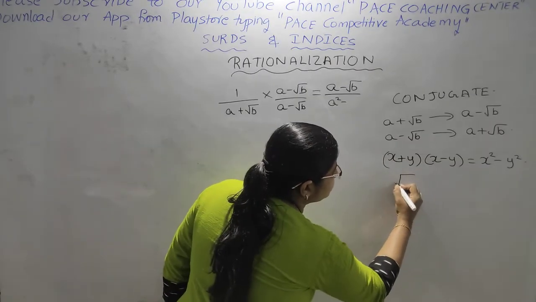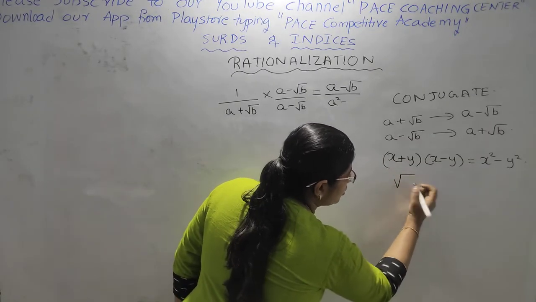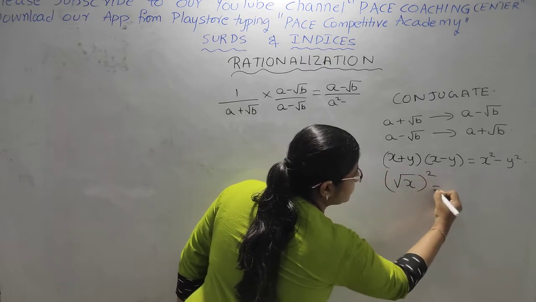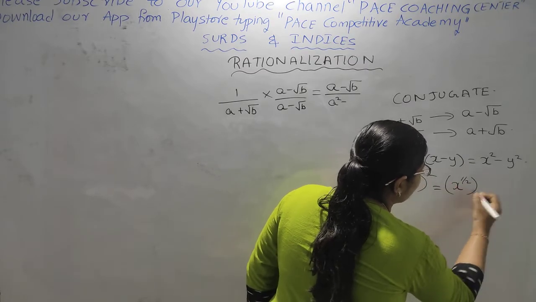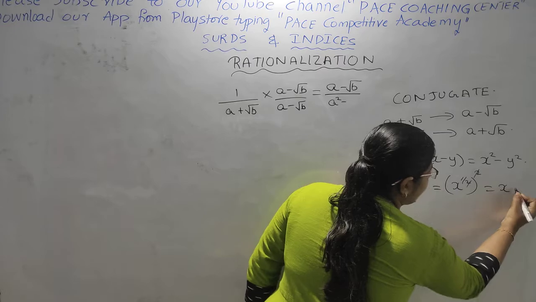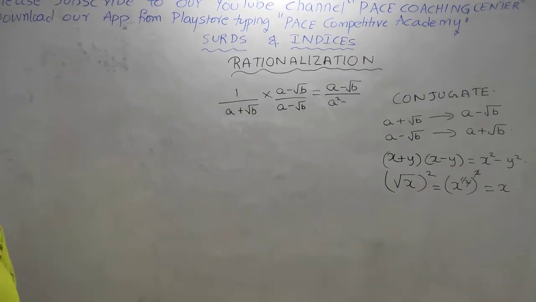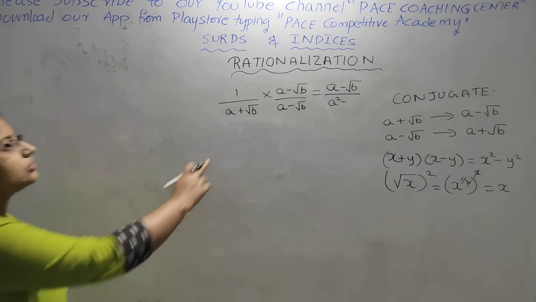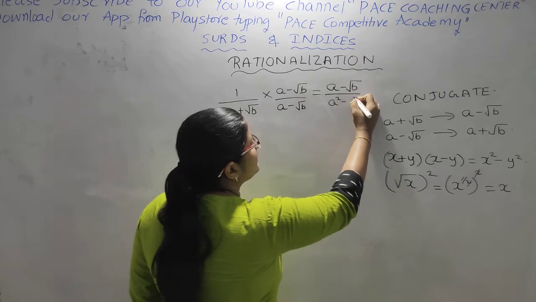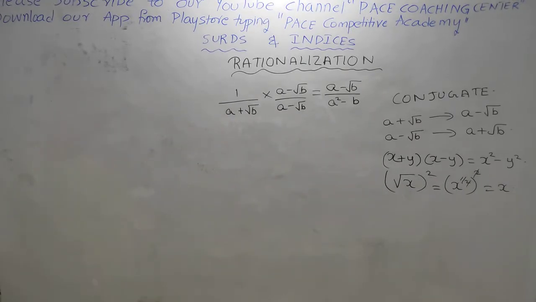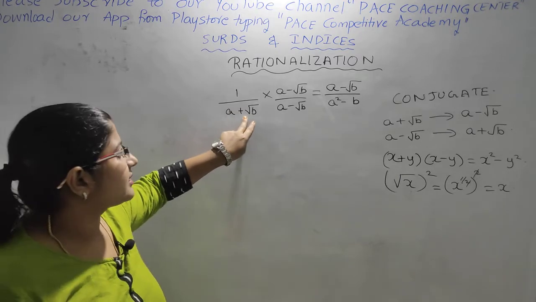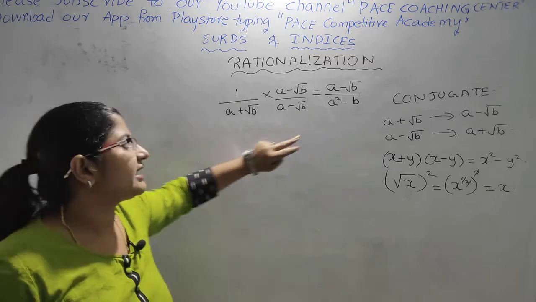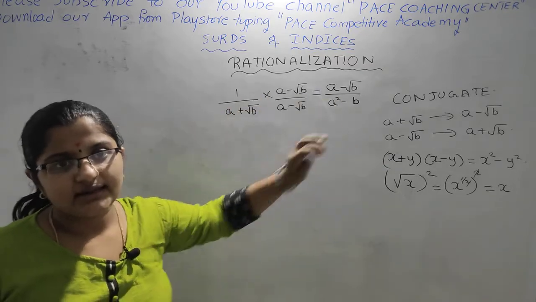This is one of the points you need to understand. Root x whole square. How can we write root x? x power 1 by 2, right? Whole square. 2 gets cancelled and we will be left over with x. So under root any value, whole square is nothing but the value itself. So root b whole square is nothing but b. So by using rationalization, we can simplify the denominator part into a rational number. This is how you need to apply the rationalization.